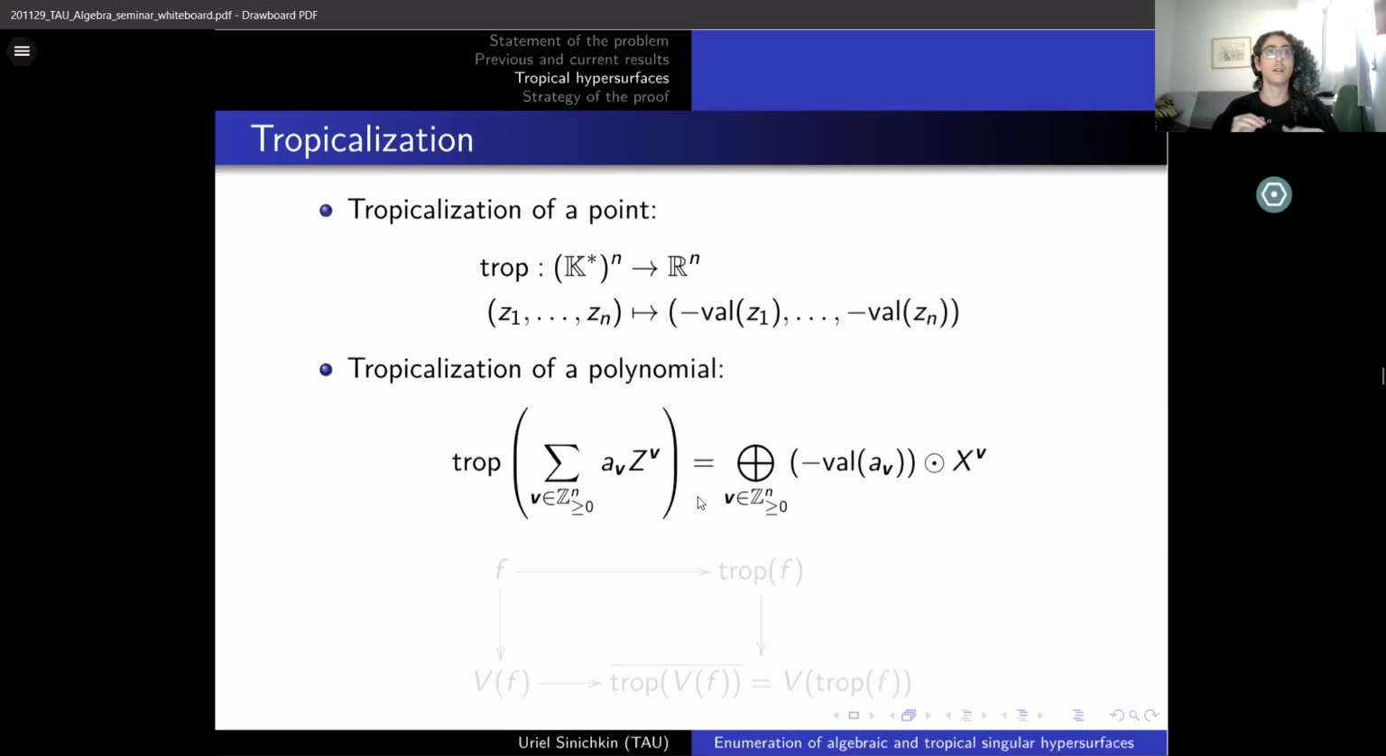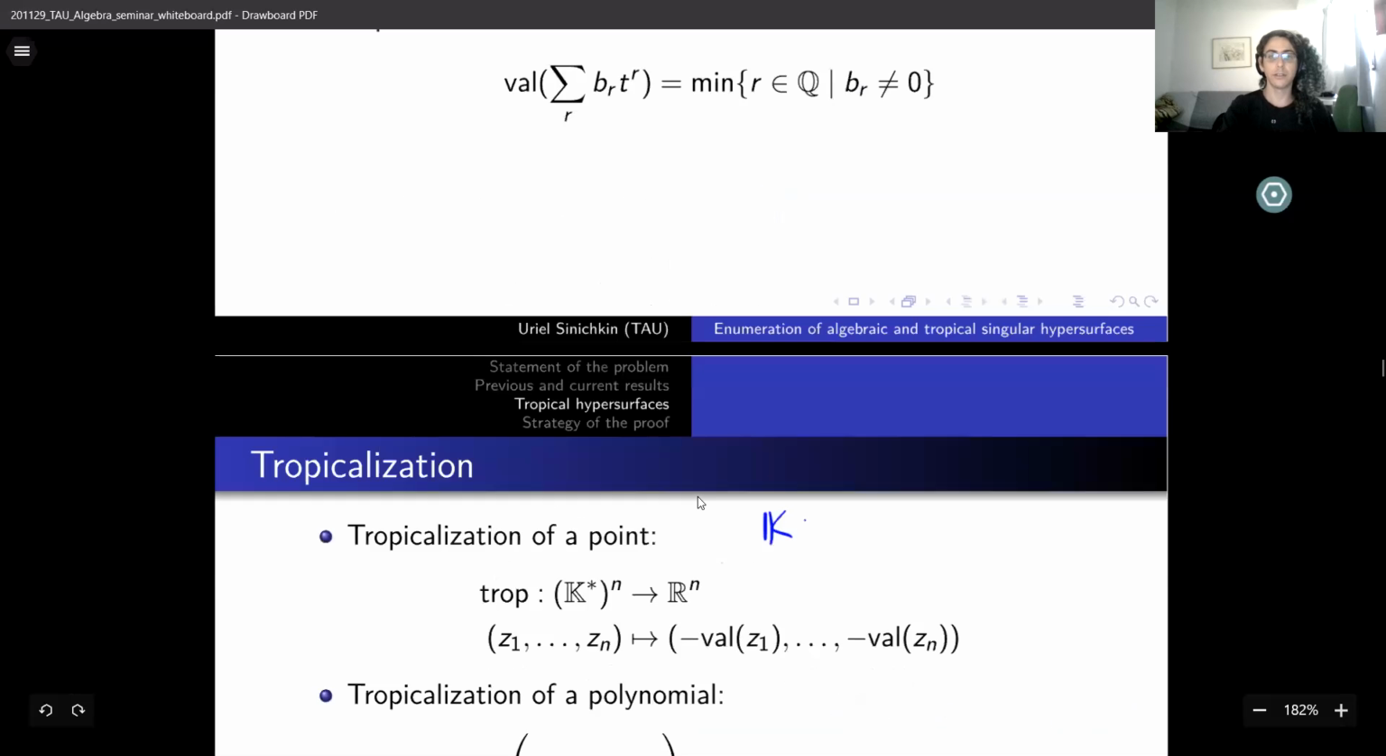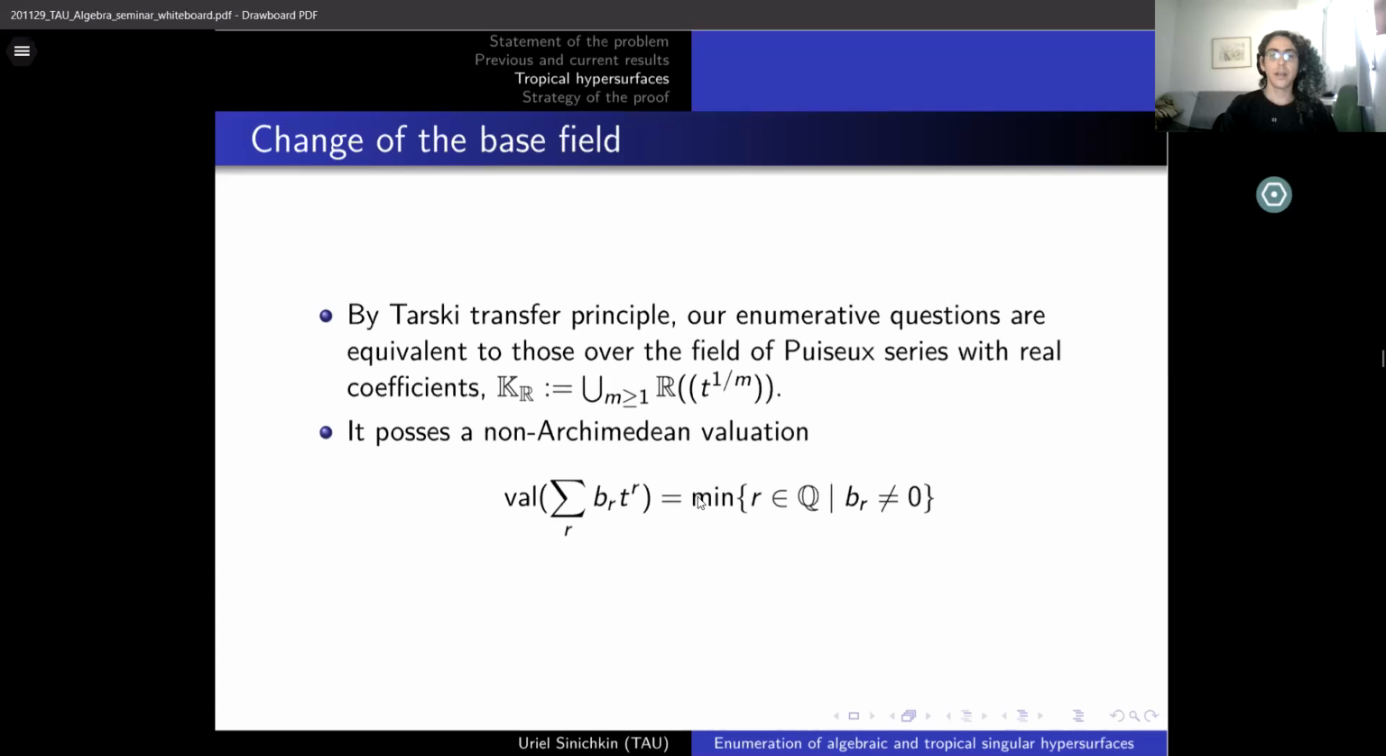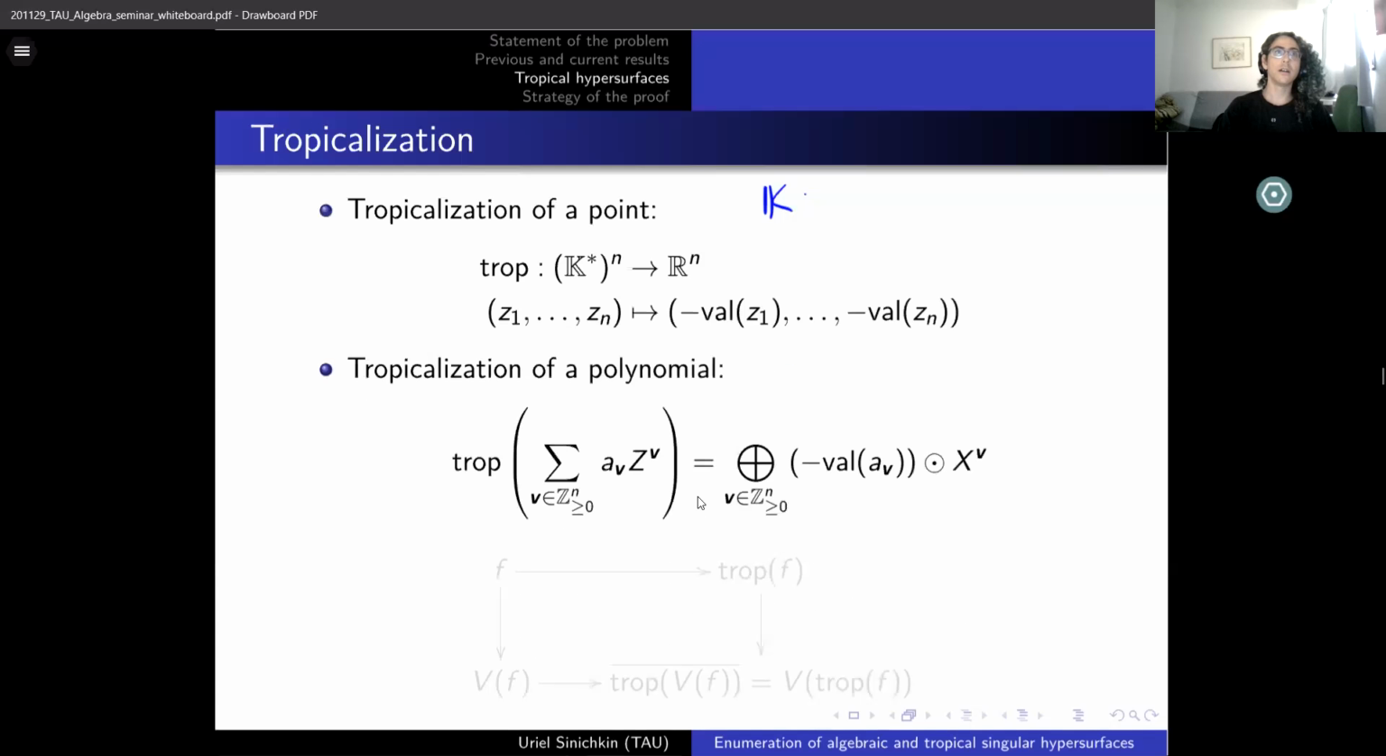Uriel, I'm a bit confused. What does K stand for? Yeah, K is the Puiseux series, so it's a real closed field with a non-Archimedean valuation. What happens if you take the ultraproduct of R? Never mind, forget that. No, it was not my question. Just, what is K? That was my question.